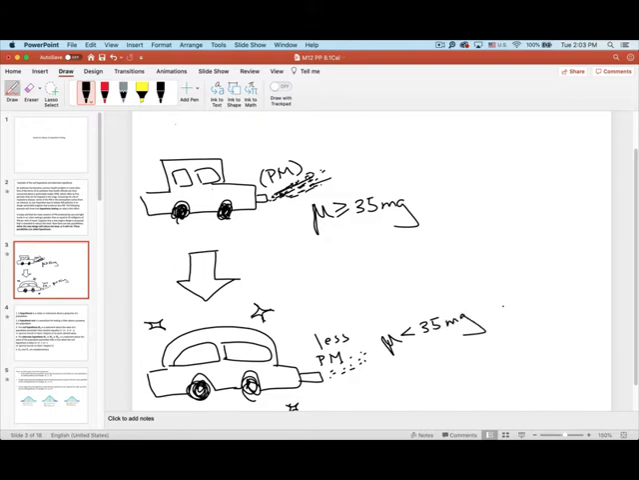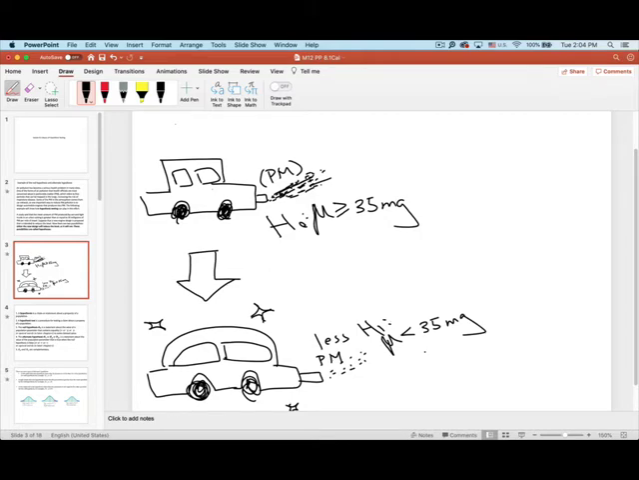Does that make sense to you guys? The old cars produce a mean amount of PM greater than or equal to 35 milligrams. If the new design of the car could reduce the PM amount, the mean amount of the PM should be strictly less than this number. So this is how we set up our hypothesis testing. The first one, we call the null hypothesis, H0. And this one, we call H1, the alternate hypothesis.